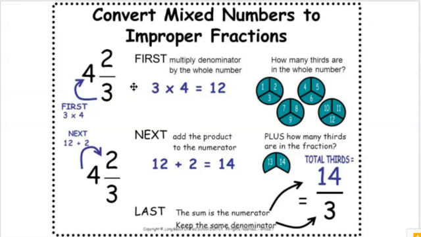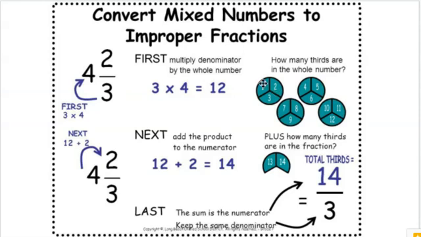Thirds. So the first step, I want to multiply my denominator by my whole number. So you can see first I'm going to do 3 times 4, which is 12. But let's talk about why. Over here, you can see that I have these 4 wholes broken up into third size pieces. So there are 12 of them, and that goes back to the modeling that we just talked about.